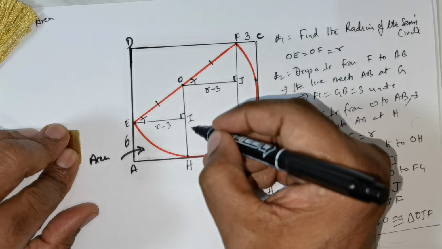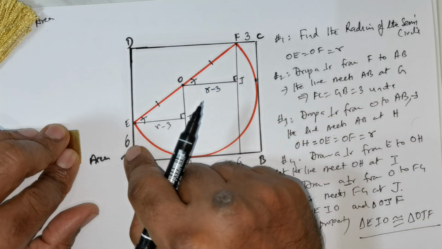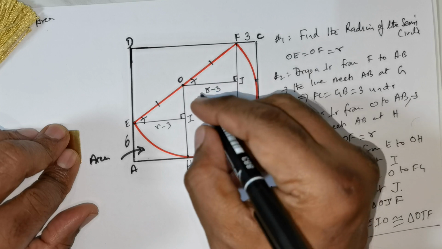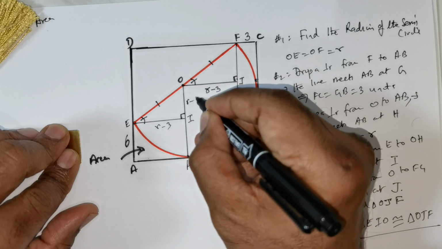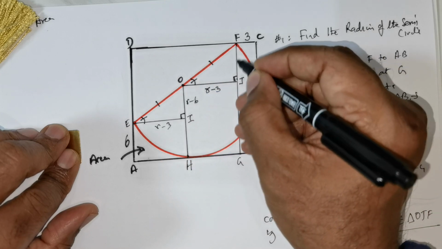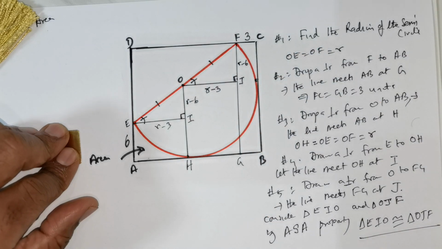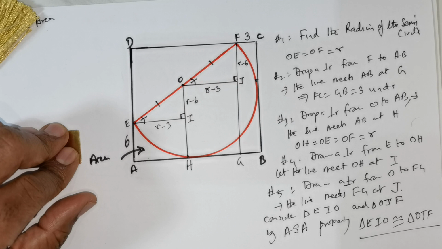Now this entire length is r, this length is 6. So from r, I take away 6 units. So this is going to be r minus 6, since by concurrency I can write this as r minus 6, right? So that's it.